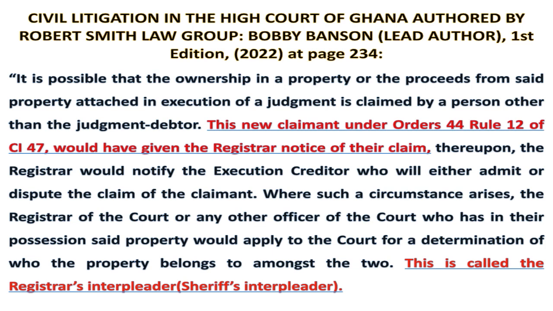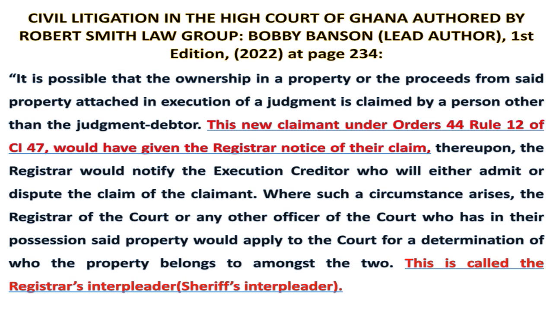When that happens, this new person, who we will call the claimant, will notify the registrar of their claim: "Registrar, this vehicle belongs to me." When the registrar receives that notice, he will also notify the execution creditor. Remember, it was the execution creditor who told the registrar that this car belongs to this person. So, when the registrar receives the notice from the claimant, he will notify the execution creditor that this is what this person says, that the vehicle you told me to seize, that belongs to the judgment debtor, this claimant is saying it belongs to the claimant. What do you have to say? Do you admit or do you dispute it?